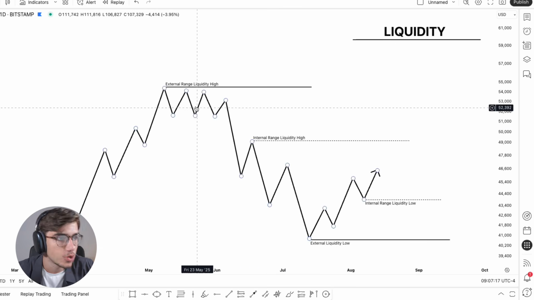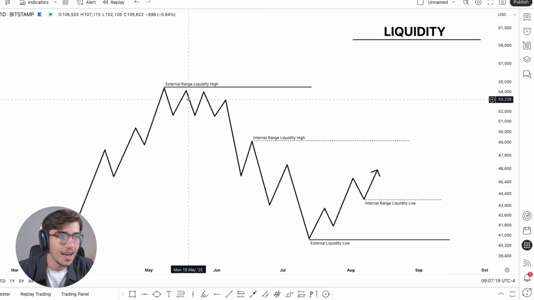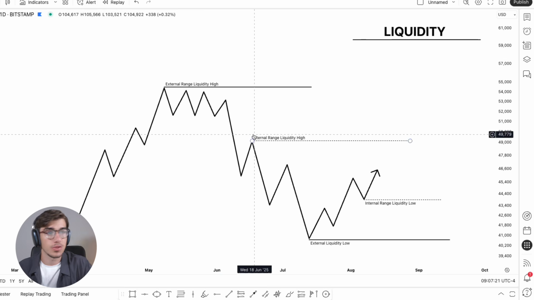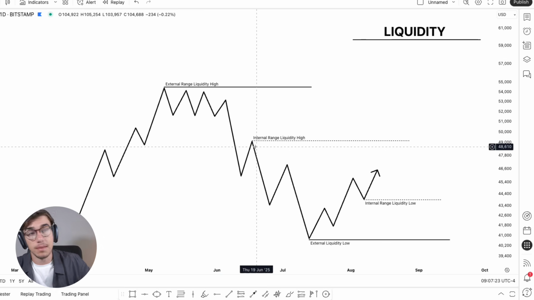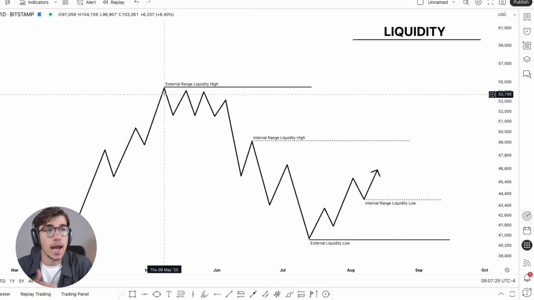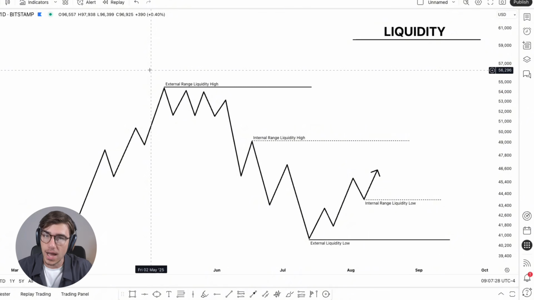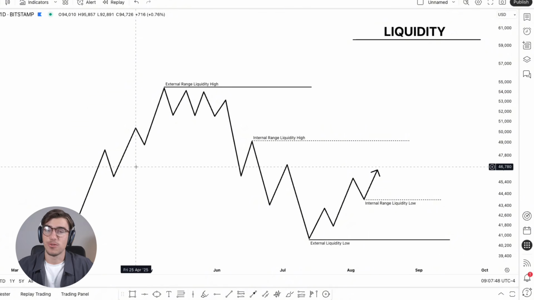Now, the reason for that is quite simple. The external range liquidity are highs that have been there way longer than the internal range liquidity, which again means that people have had way more time to actually place their stop losses at those highs, which of course just leads to way more stop losses.